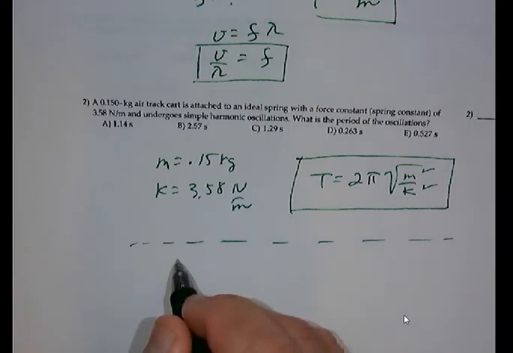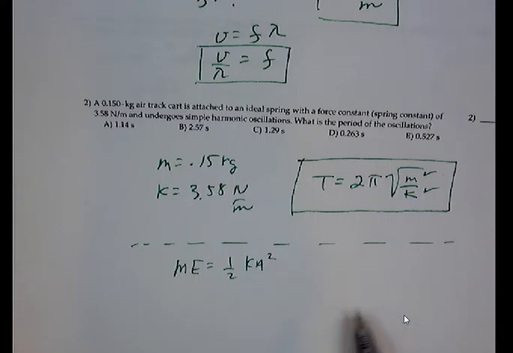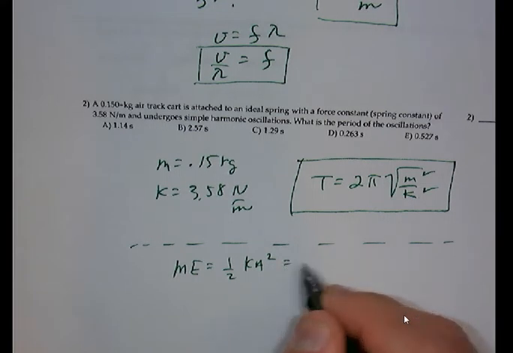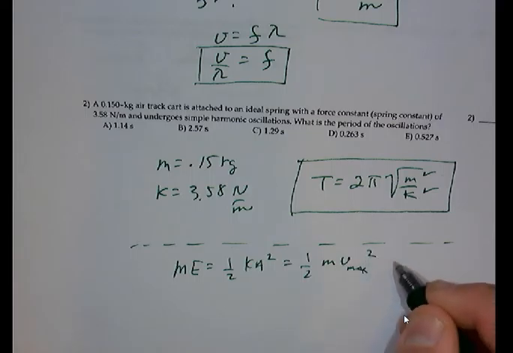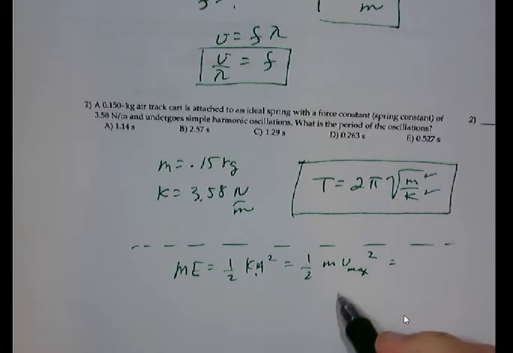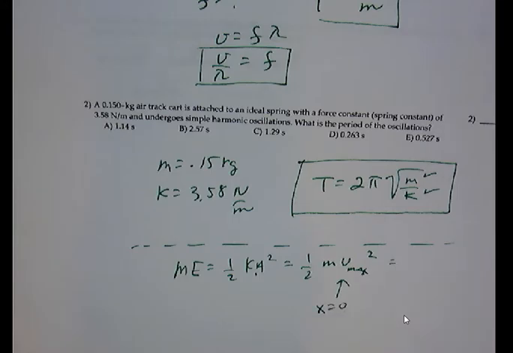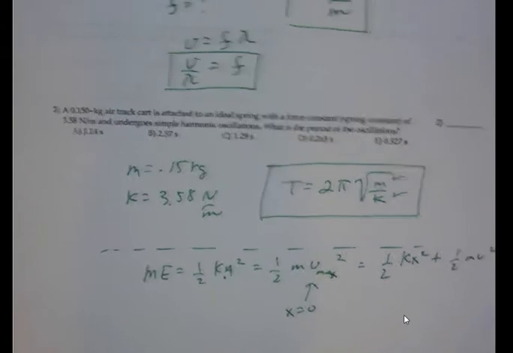The total mechanical energy is 1/2 kA squared, where A is the amplitude. It's also equal to 1/2 m v max squared. This is at the endpoints, plus A and minus A. This is where it passes through x equals 0, where we're going the fastest. And at some general other point, we would have 1/2 kx squared, the spring potential energy, plus 1/2 mv squared at that point.